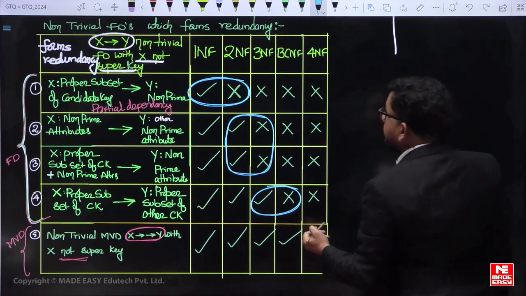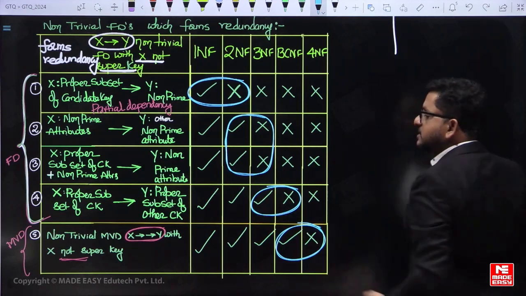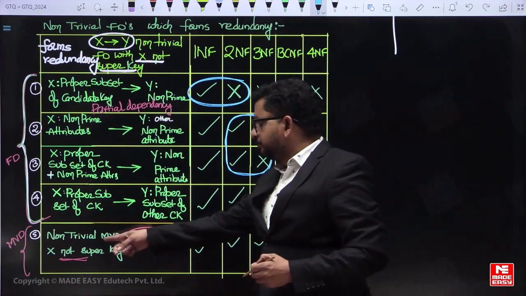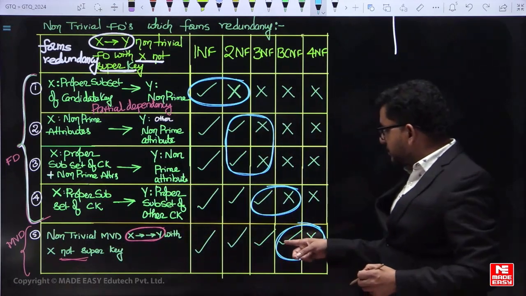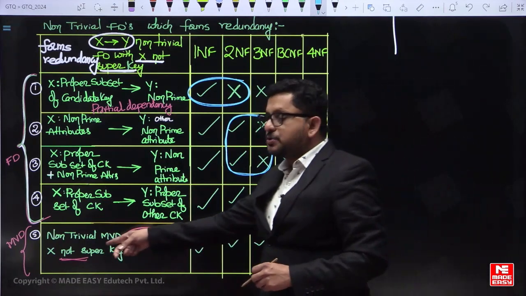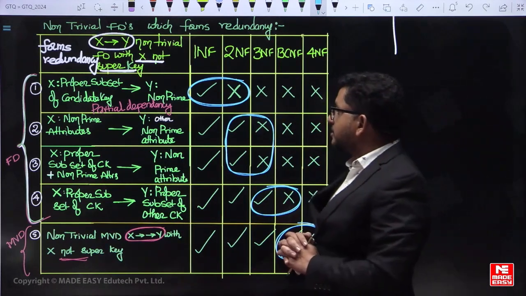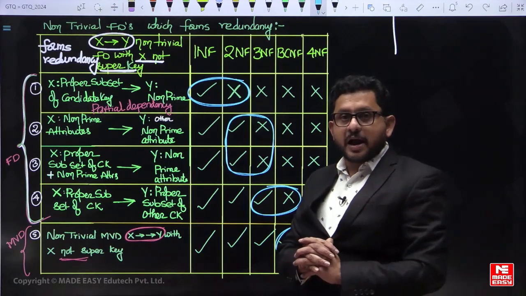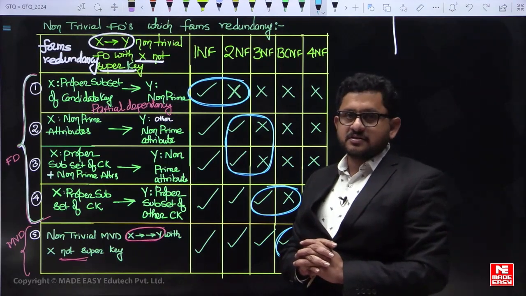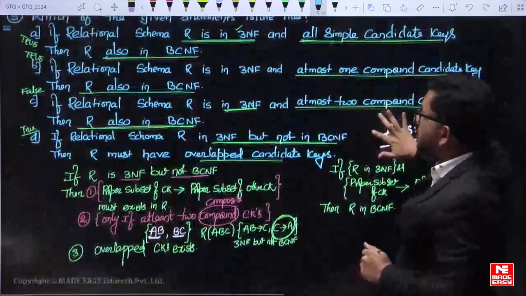The difference between BCNF and 4NF is this one. Redundancy due to non-trivial MVDs is allowed in BCNF, but redundancy due to non-trivial MVDs is not allowed in the fourth normal form. So these short notes, or this explanation, help to handle a lot of theoretical questions of this kind.